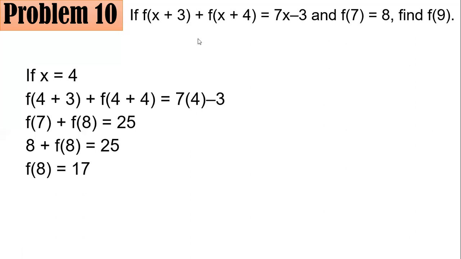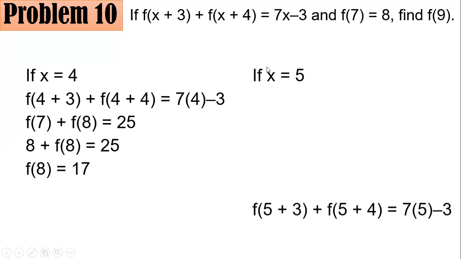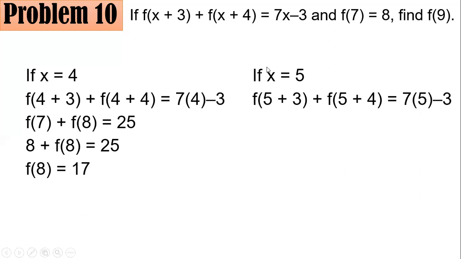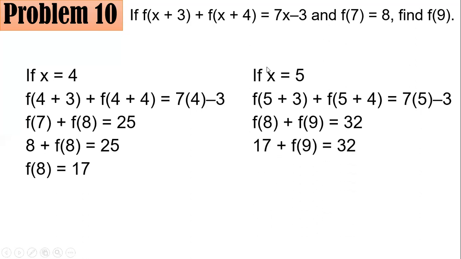Mr. Lim, would you like to try? What do you think should we do next? So next, we have the condition if x is equal to 5, then we just substitute f of 8 is equal to 17. So 17, which is f of x plus 3 plus f of 9 is equal to 7x minus 3, which is 32. So you transfer f of 8, which is 17, to make it 32 minus 17. So f of 9 is equal to 15.